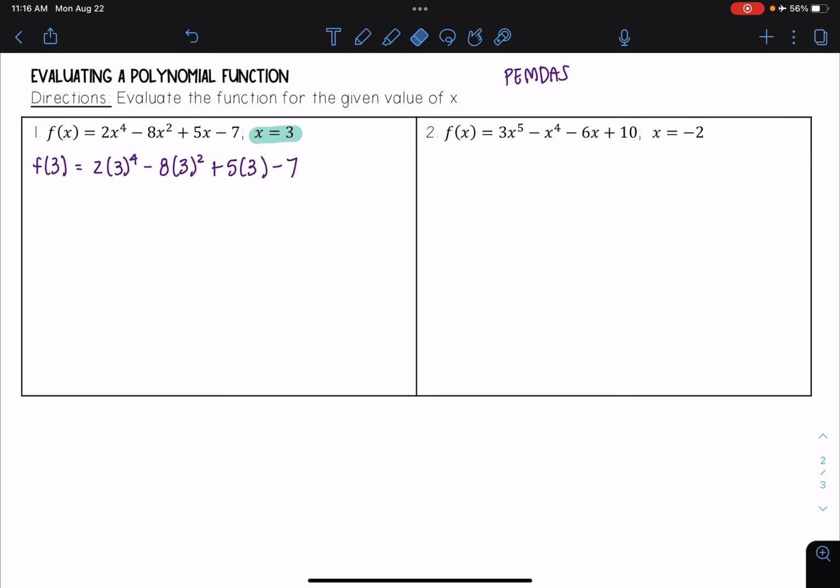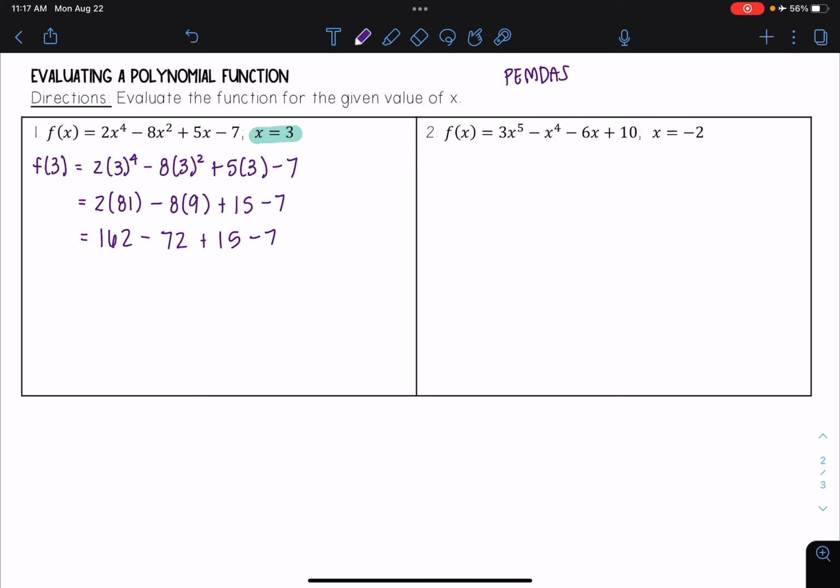So looking here, the first thing, if I'm following order of operations, is I need to do those exponents first. And so I need to do 3 to the fourth power before I multiply 2 times 3. So I have 2 times 3 to the fourth power, which is 81, minus 8 times 3 to the second power, which is 9, plus 5 times 3, which is 15, minus 7. And then when I do 2 times 81, I get 162, minus 8 times 9, which is 72, plus 15, minus 7.